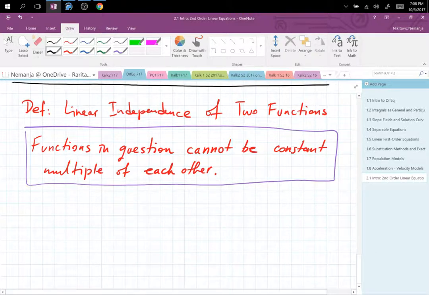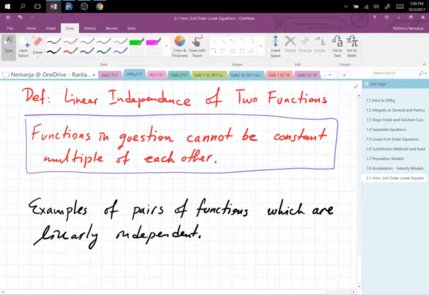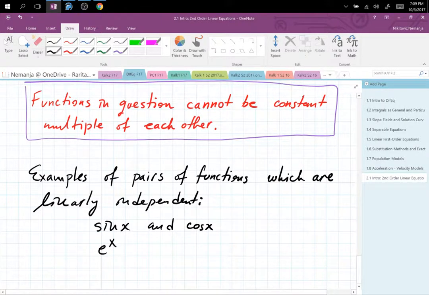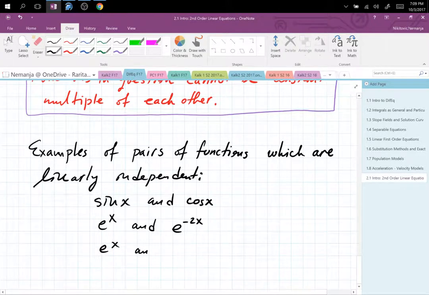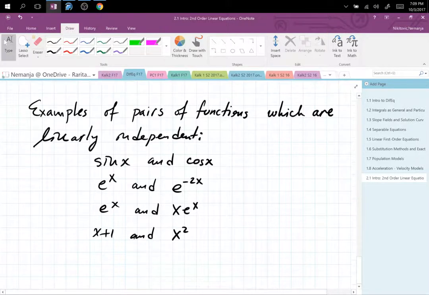Examples of pairs of functions which are linearly independent: sine x and cosine x, e to the x and e to the negative 2x, e to the x and x e to the x, x plus 1 and x squared, and then x and absolute value x, and then infinitely many after this.